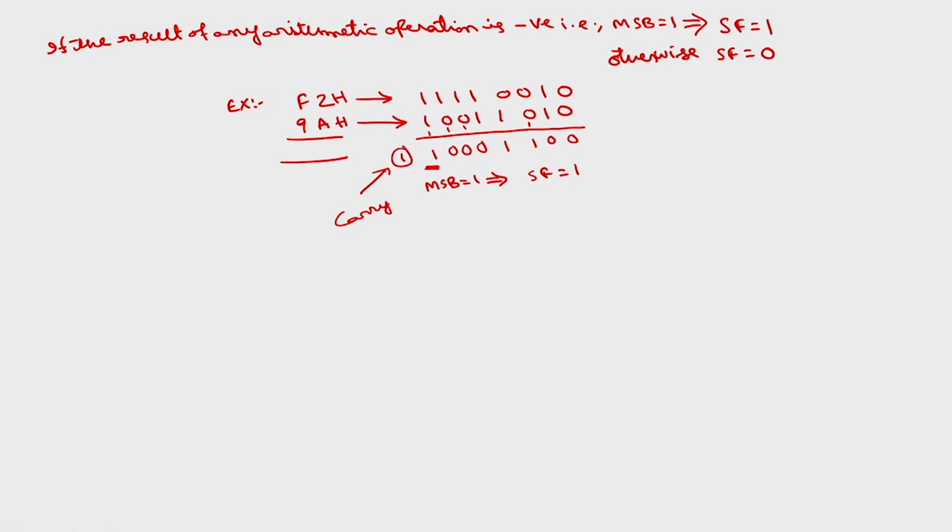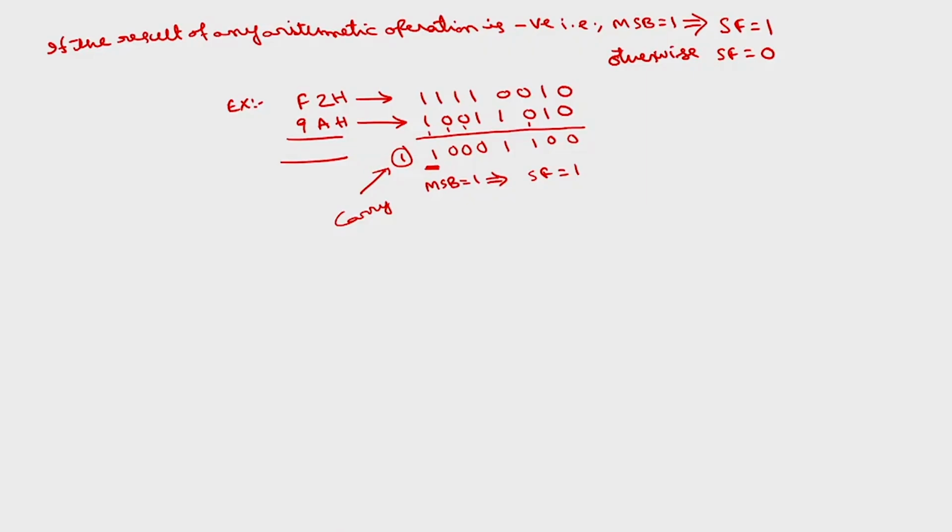So, in this case, if I take the other flags also, the carry flag will be set because there is a carry, and from here to here there is no carry from the lower nibble to the upper nibble, so the auxiliary carry flag will be reset. The result is non-zero, so the zero flag is reset. So, these are the different flag conditions.